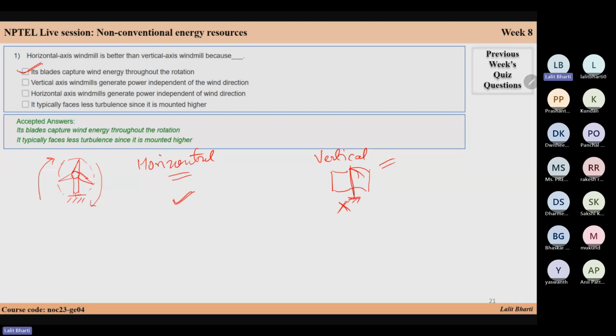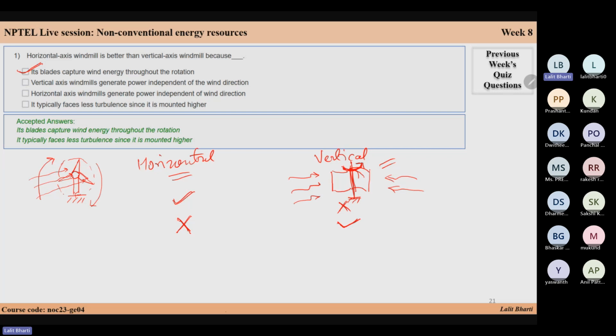Then the second option is: vertical axis windmill generates power independent of the wind direction. That is not correct for the horizontal type, because for the horizontal type you should get your wind directly facing your sweep area. And for the vertical type it is correct, because from wherever direction you get your wind, let's say from here or from any direction, your axis of rotation is vertical, so it doesn't depend on the direction of the wind.